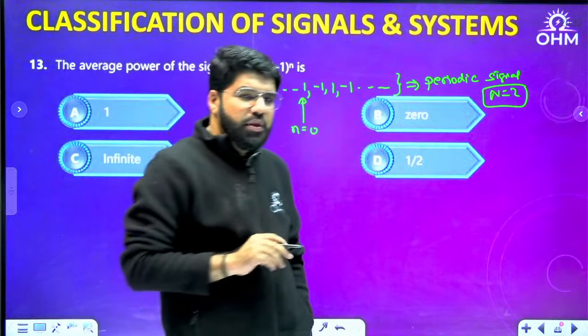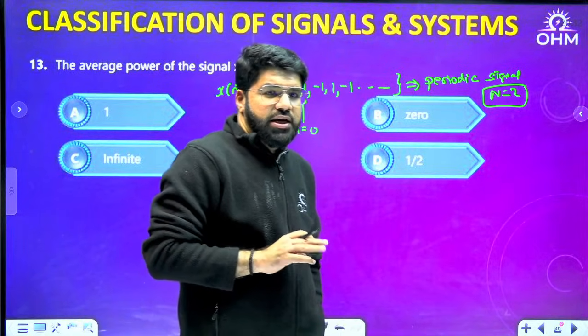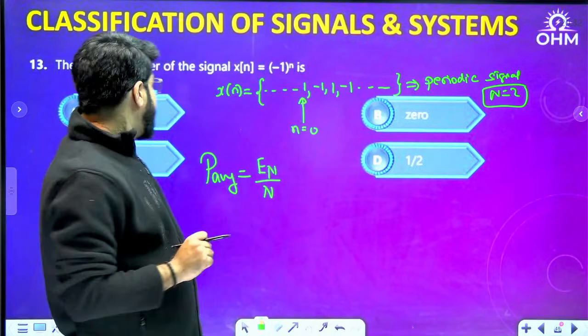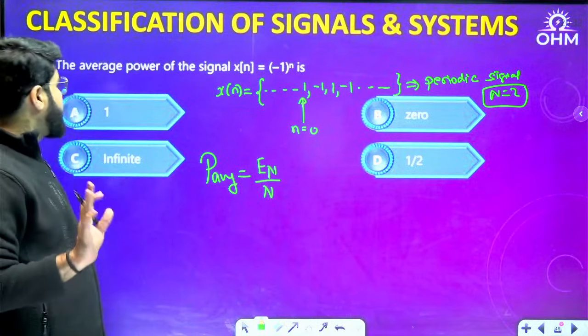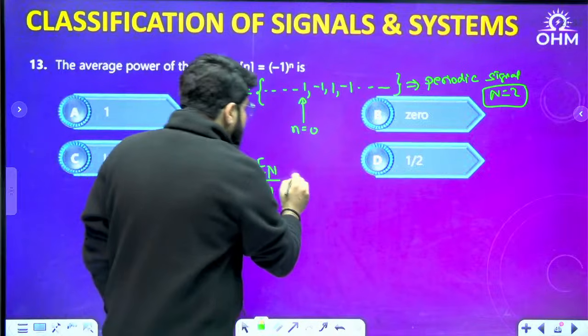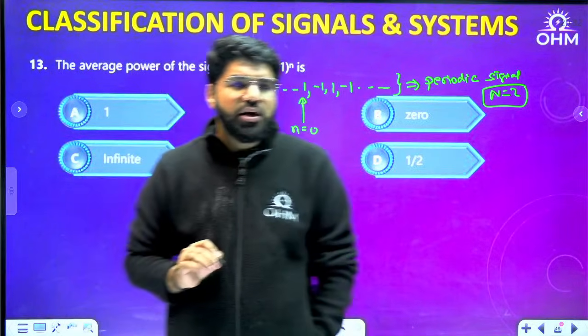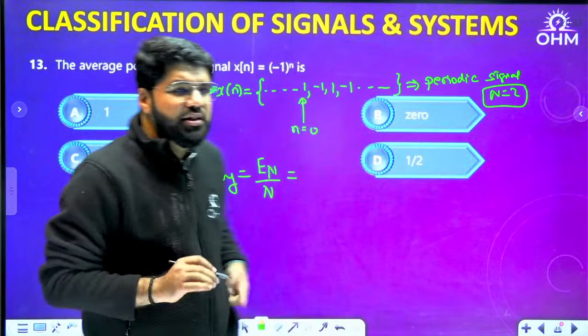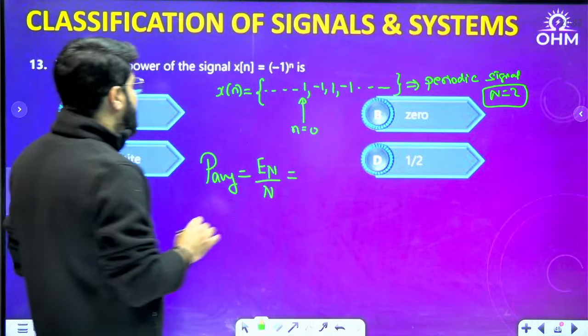Yeah, so Harsh is writing it as cos(pi n). Shamukha is saying the answer as C. No, it's not infinite. The energy would be infinite, I'm asking the average power. Now, what is the energy in one time period for the signal? That also you can check now.